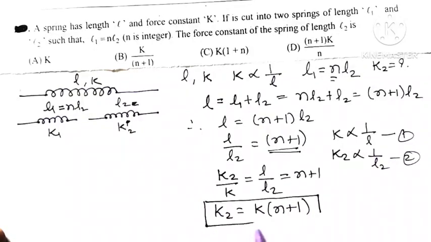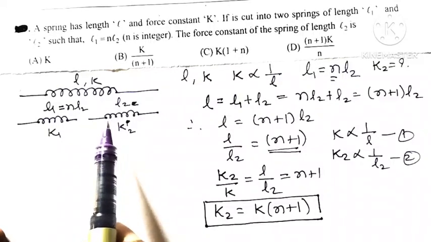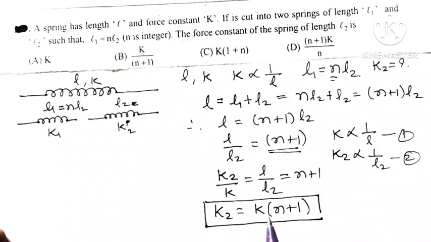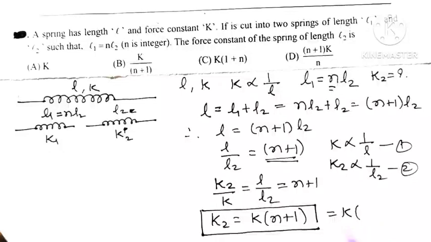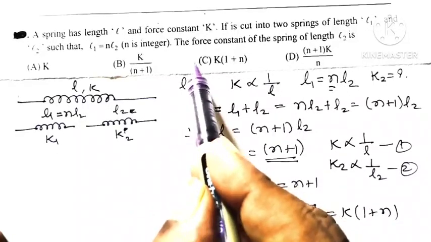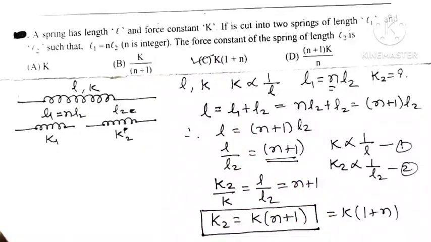This means the force constant of that second piece of length L2 is K times N plus 1, or K times 1 plus N. It can also be written as K into N plus 1, meaning 1 plus N. So out of the 4 options, which option is correct? Option C is the correct option for this question.